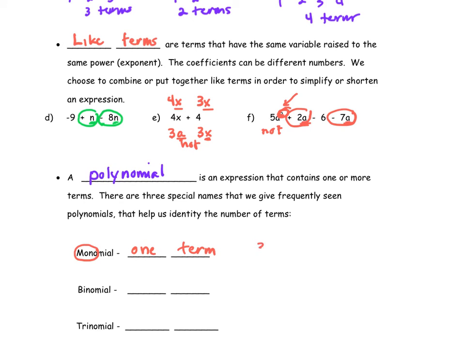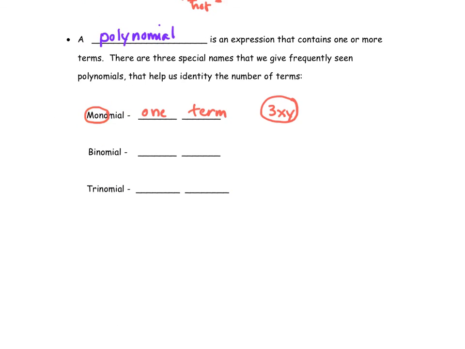An example of this might be 3xy. Now that looks like it's more than just one, but there's no separation with plus and minus signs. They're all a product. So monomial has one term. Next, you're going to notice the prefix bi. A bicycle has 2 wheels, so binomial has 2 terms. And we have to separate our terms with plus and minus signs. So if I had 4x squared plus 2y, we now have 2 terms.